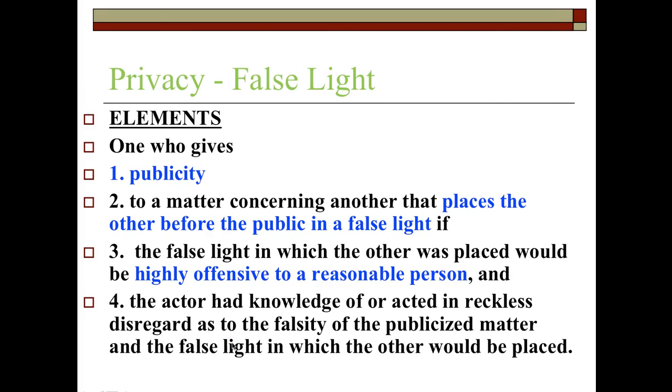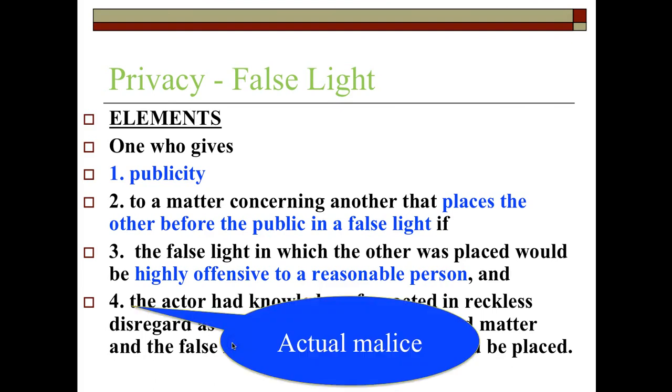Now let's look at the fourth and final privacy tort, false light. The elements all focus on false light. So let's have a look. First, publicity. This is the same requirement we saw in the publicity of private facts tort. Secondly, you must place the plaintiff in a false light.